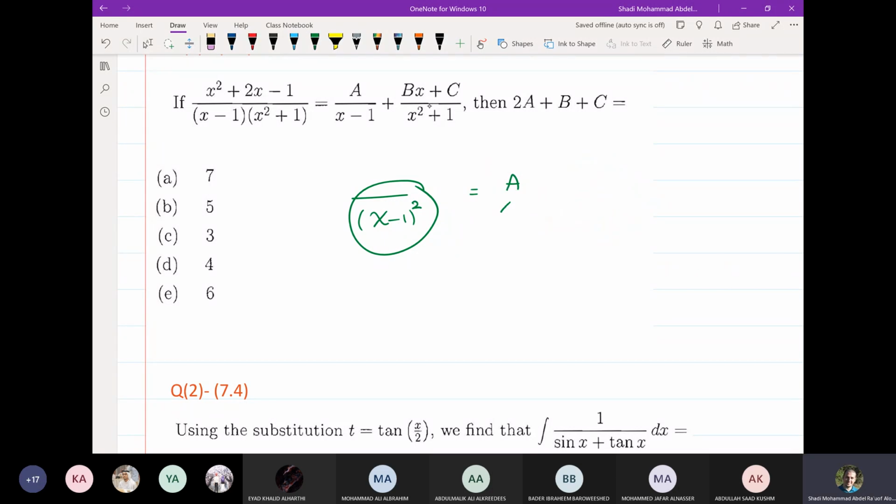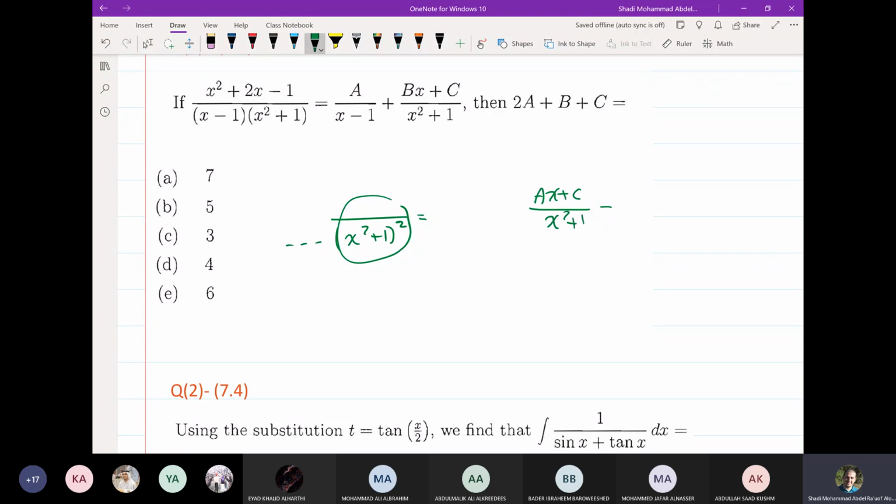What in case if I have a quadratic? For example, suppose that I have x squared plus 1, but when I factorize it, I find it twice. For this part here, when you split it into fractions, this one also will have two fractions. The first fraction will be ax plus c over x squared plus 1, and cx plus d or dx plus e for example over x squared plus 1, but because this is the second fraction, you will give square here.